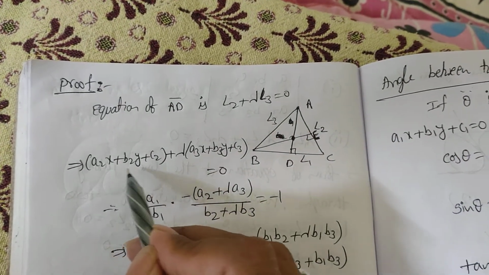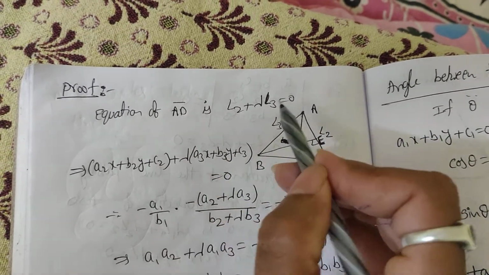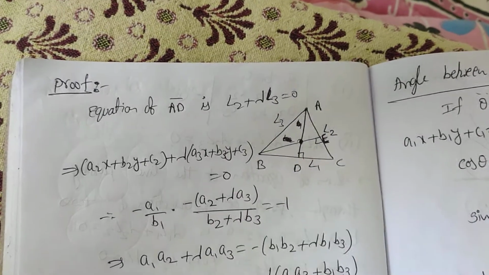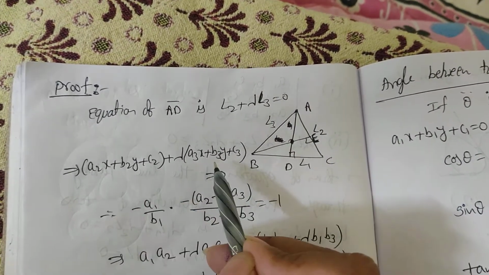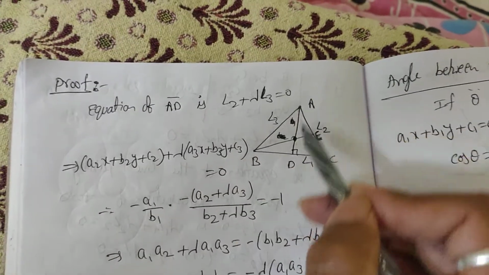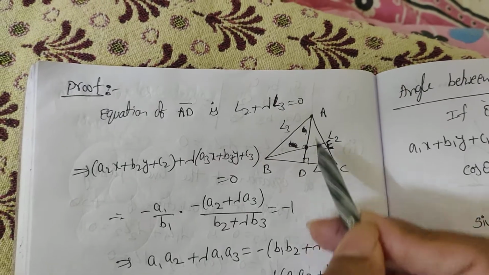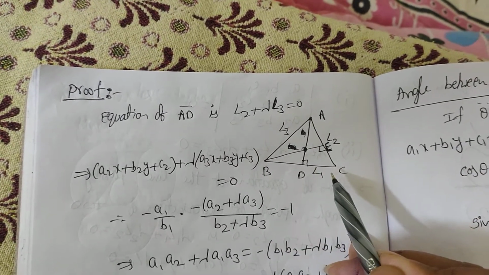That implies A2x plus B2y plus C2, just write the L2 line equation and the L3 line equation here, plus lambda into (A3x plus B3y plus C3) is equal to 0. So we clearly got the AD line equation. Now you can observe AD is perpendicular to BC. Then what can you say? Slope of AD into slope of BC is equal to minus 1.